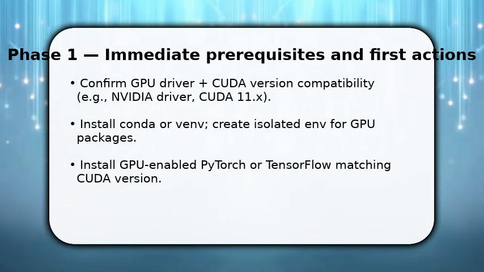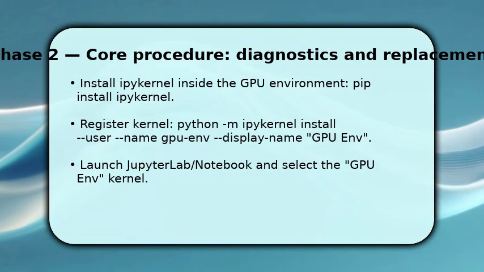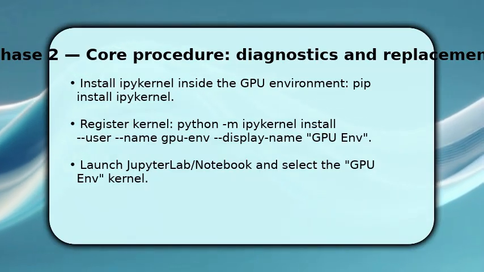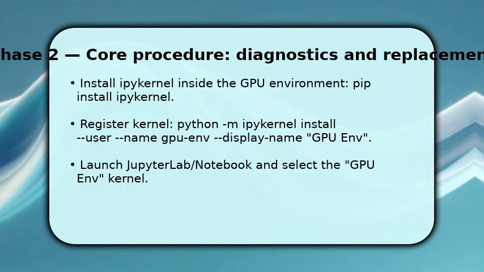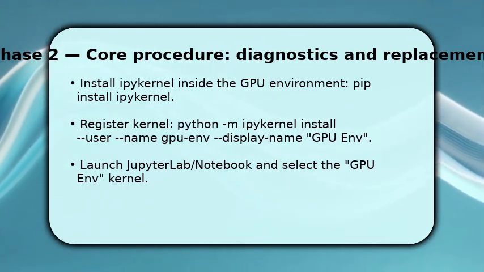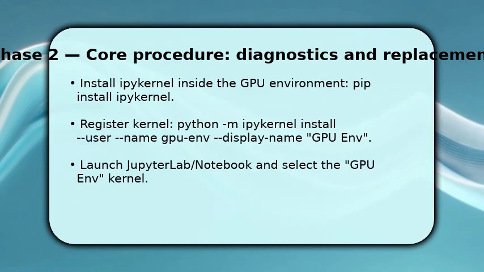Now you connect Jupyter to that environment. First, install ipykernel within the GPU env so Jupyter can use it. Once installed, register a kernel name that you'll recognize, for example, GPU env. This creates a selectable kernel in Jupyter.